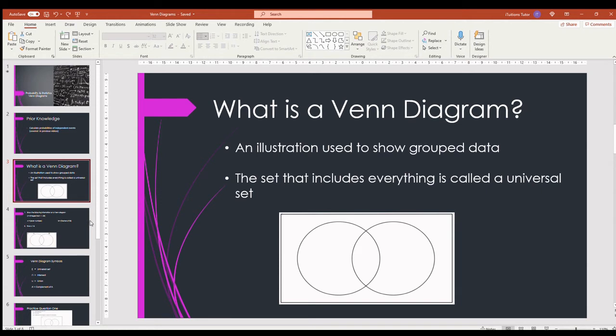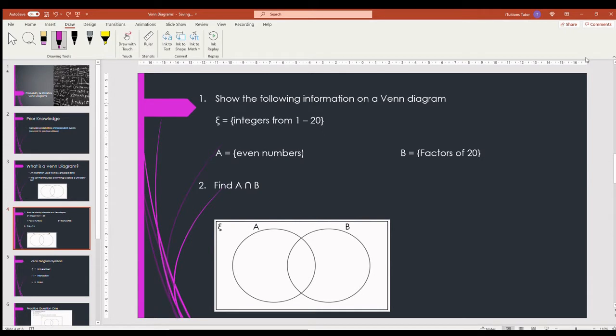Let's do an example together which will help you understand Venn diagrams better. I'll start by doing a basic one and then we will have a look at some GCSE questions. We need to show the following information on a Venn diagram. This symbol over here represents the universal set, which means everything that should be in the rectangle, and in this example it's numbers 1 to 20. These curly brackets tell us they are sets. The numbers inside these are called elements.